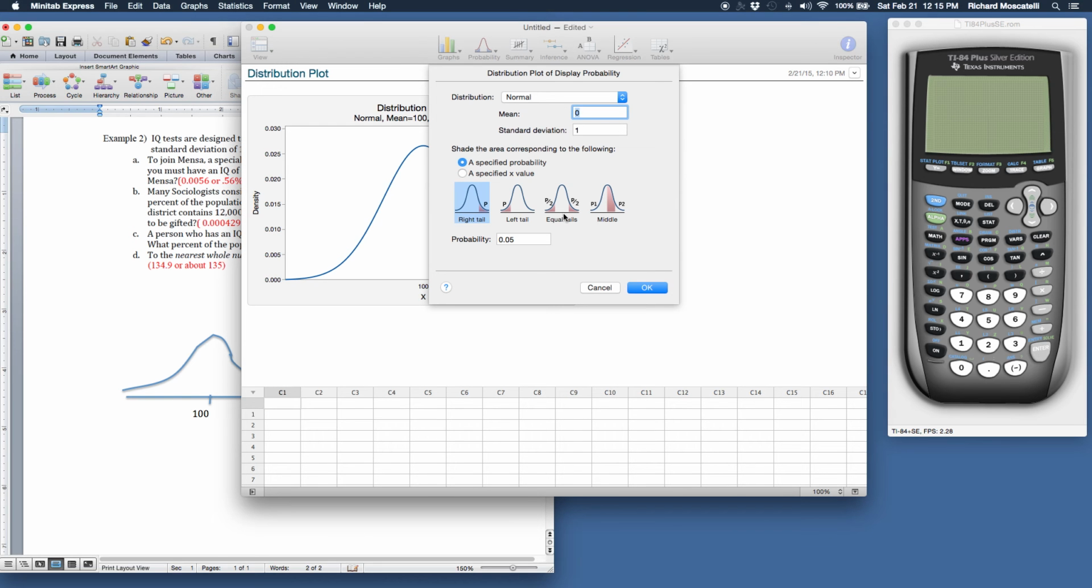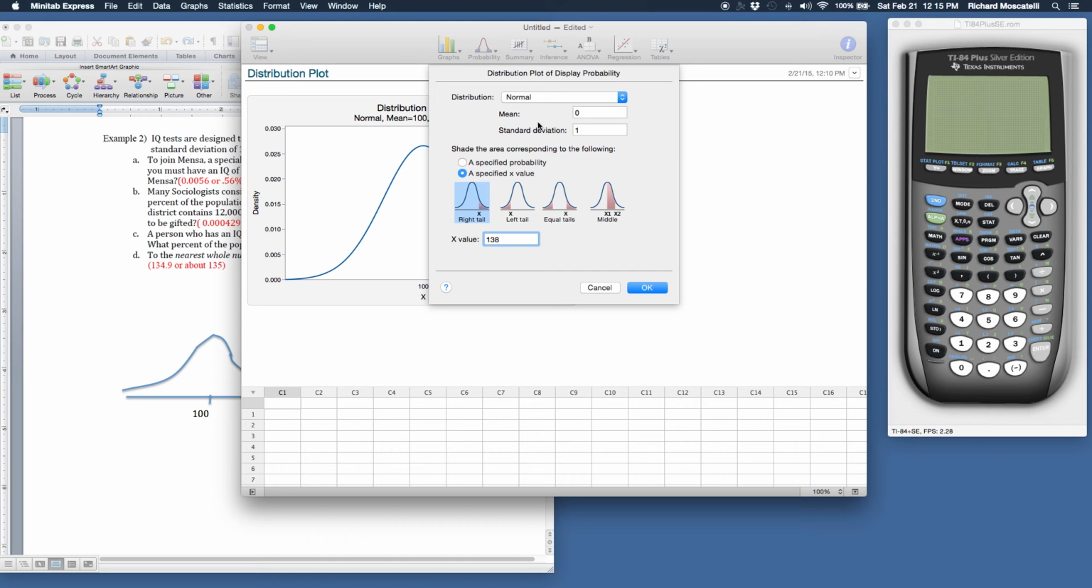So in Minitab, I'm going to keep this shade to the right, but we have an x value, so it says shade the area corresponding to the following: a specified probability, or a specified x value. I have an x value. And of course it wants to know, hey, what's your x value? Well, our x value is 138.